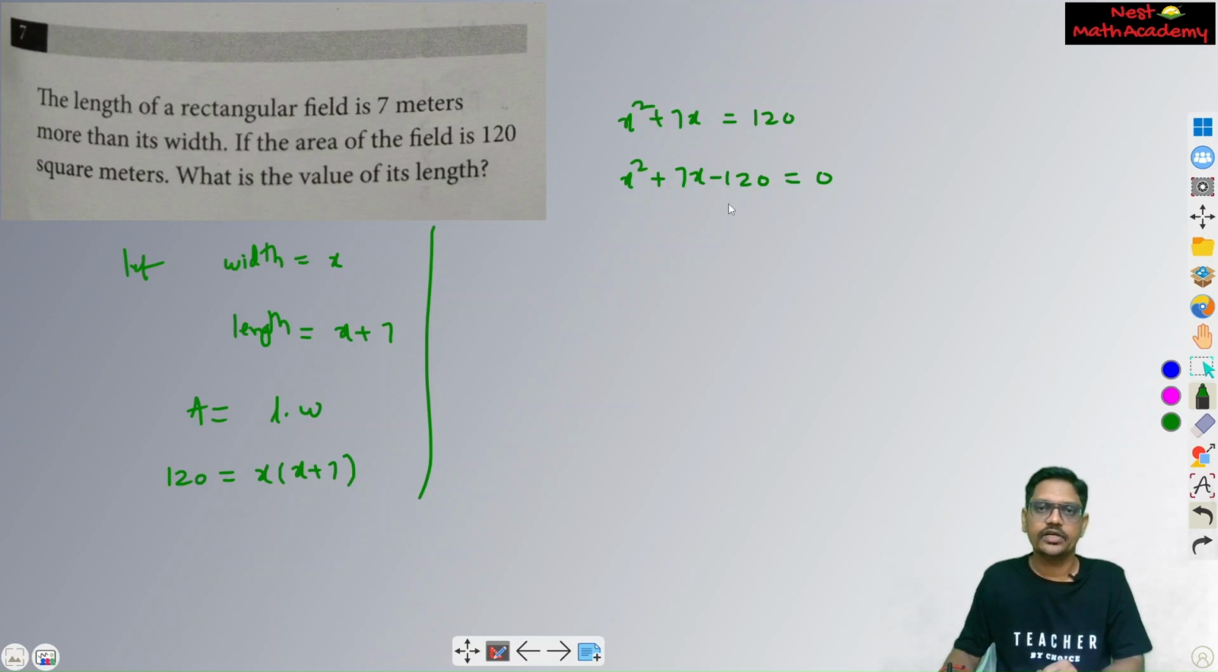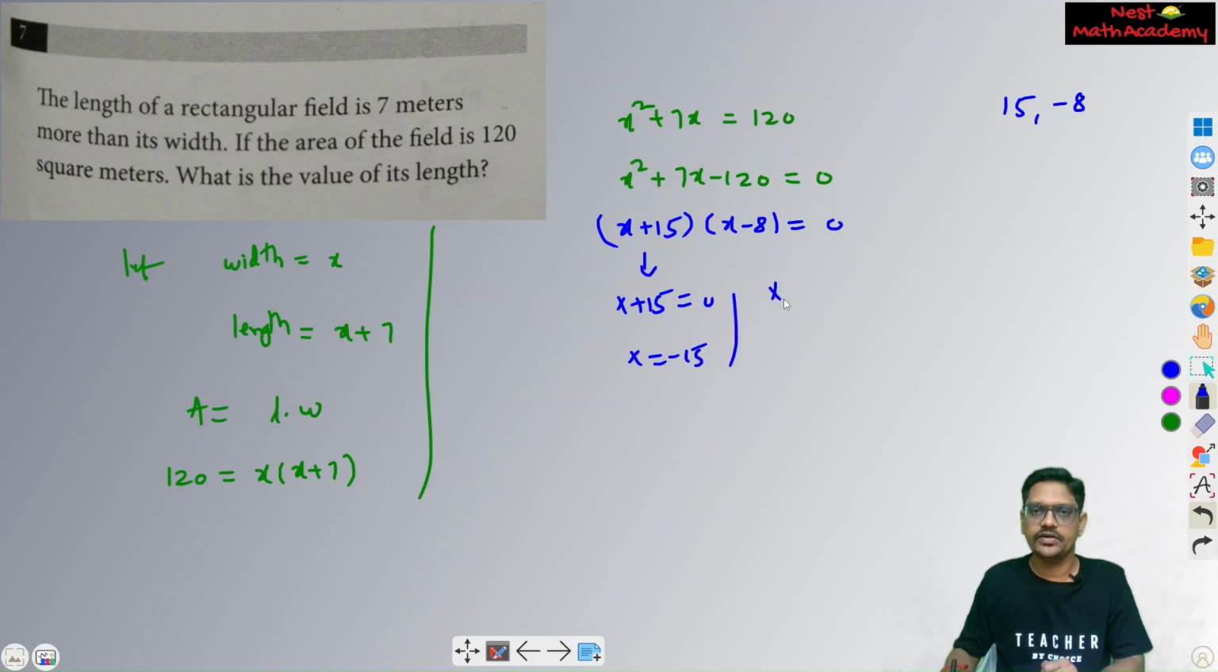I think we want product as negative 120 and sum 7. 15 and 8 will work, I think, but positive 15 and negative 8. Yeah, the sum is 7 and 15 times 8 is 120, with a negative sign. Perfect. So (x plus 15)(x minus 8) equals 0. Therefore, by equating this to 0, we get x equals negative 15, and by equating this to 0, we get x equals 8.